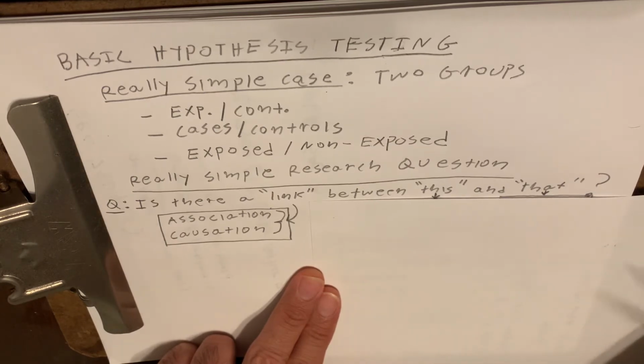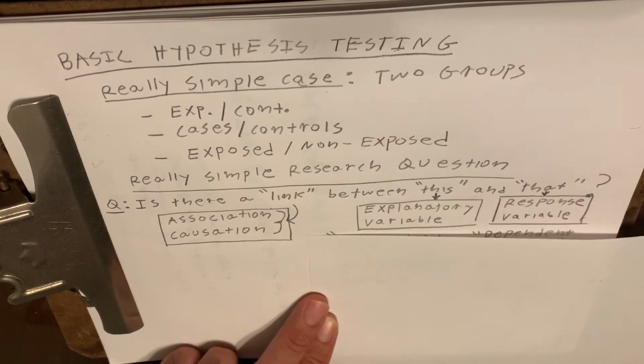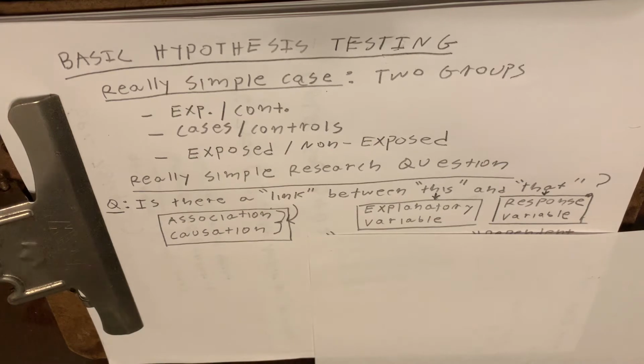For example, we might want to test whether there's an association between vaping and asthma. I'm not saying there is. I'm saying it's something we could theoretically test for. We might want to test whether vaping causes asthma. And that, of course, is a little more tricky to do. But it is certainly possible to design such a study, though it may not necessarily be ethical in the case of vaping. So we're saying, is there a link between this and that? But what is the this and what is the that?